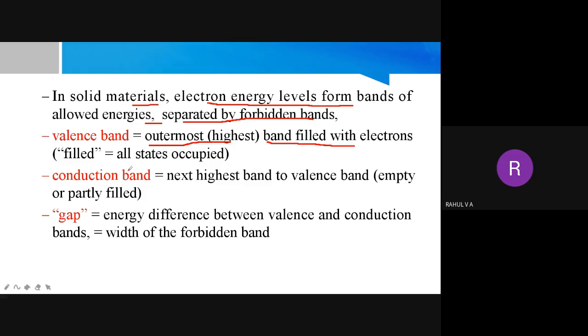Valence band is the outermost band. So there will be a lot of electrons. Okay, and then conduction band, it is the next highest band to valence band. Conduction band is the highest band right next to the valence band. Sometimes it is empty and or partially filled. And the third term is gap. Gap means it is the energy difference between valence band and conduction band.